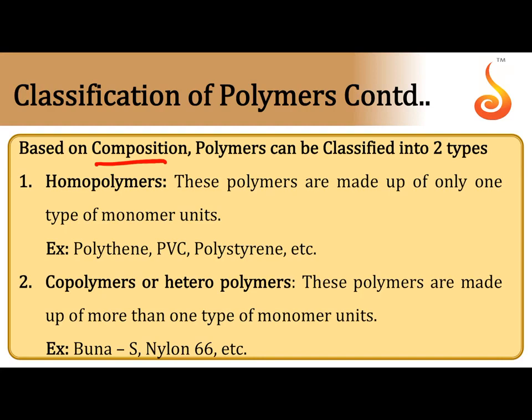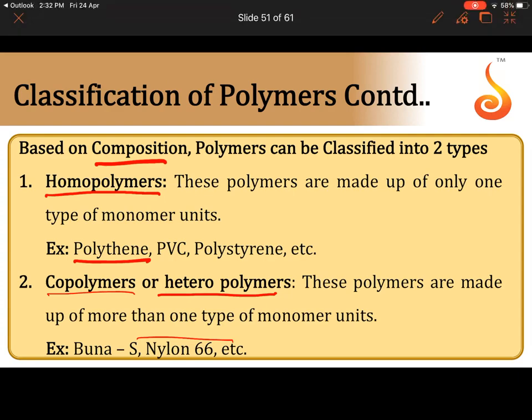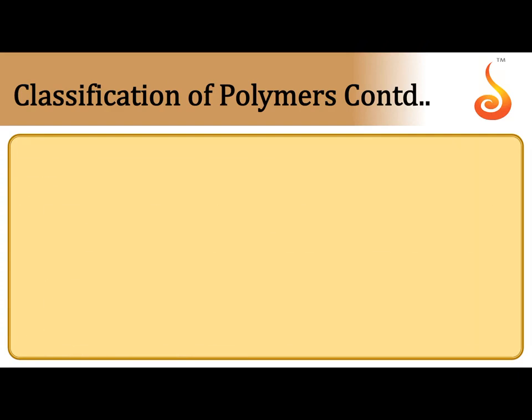Classification based on the composition. If only one type of monomer participates, they are called homopolymers, like polyethylene. Copolymers are heteropolymers: when two or more types of monomers are involved, that is a copolymer. Example, nylon 6,6.